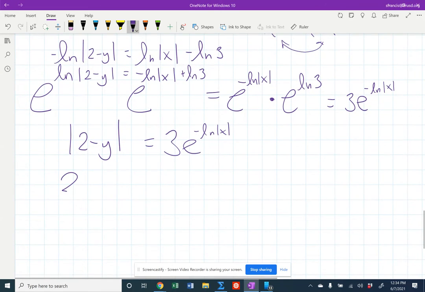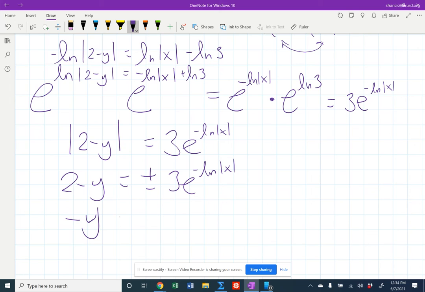Now I'm going to drop the absolute value signs here. Whoops, I said drop them. And then I need plus or minus, like this. And then I got to continue solving for y. So negative y is going to be equal to negative 2 plus or minus 3e to the negative natural log absolute value of x.